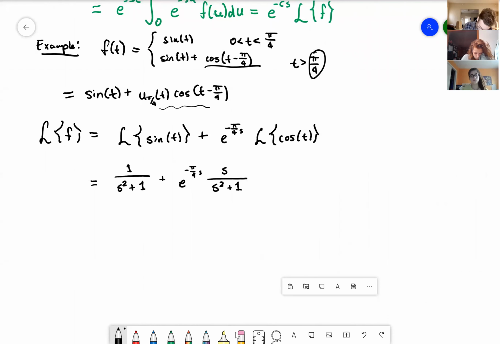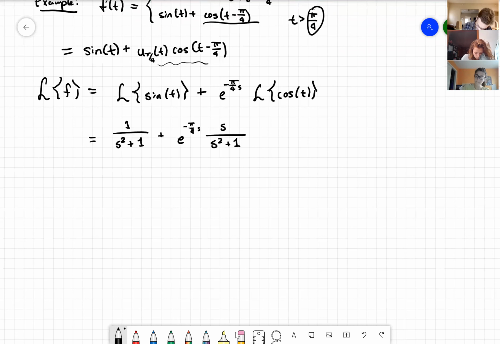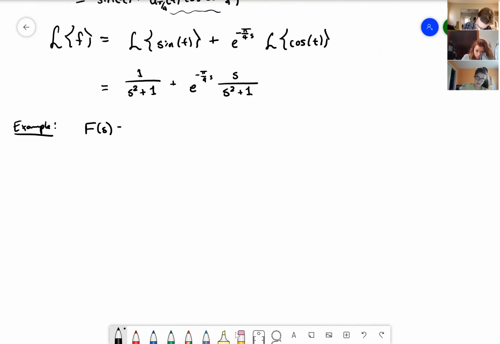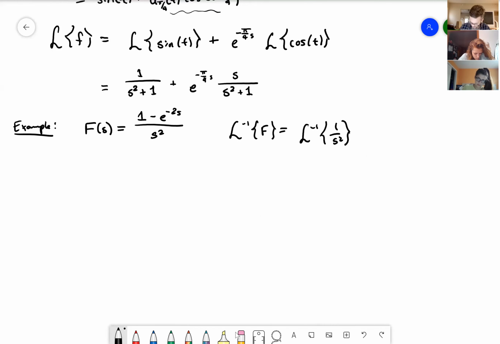Okay, another example. We're going to use this fact about the inverse of Laplace transforms. So let's say that we have this function. We've solved our Laplace transformed version of the differential equation, and we end up with this. And we want to get f of t. So the inverse Laplace transform of f, again, we have linearity, so we can split this up into two pieces: the inverse Laplace transform of 1 over s squared minus the inverse Laplace transform of e to the minus 2s times 1 over s squared.